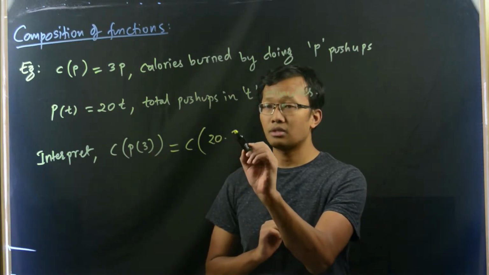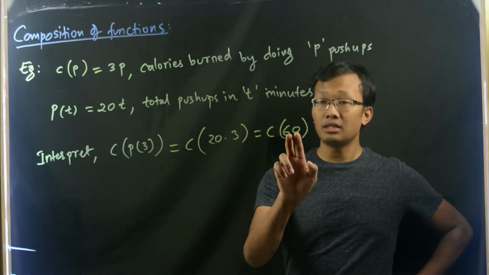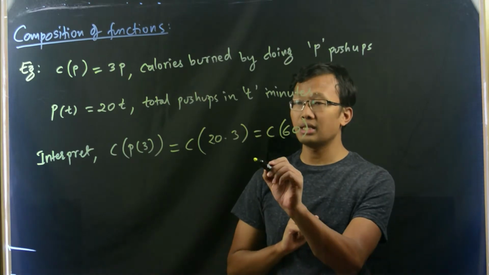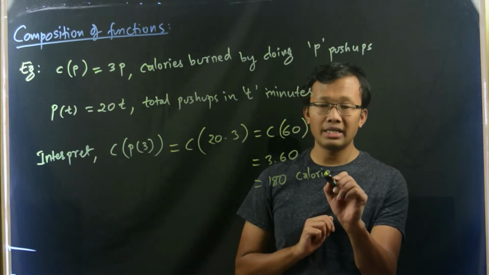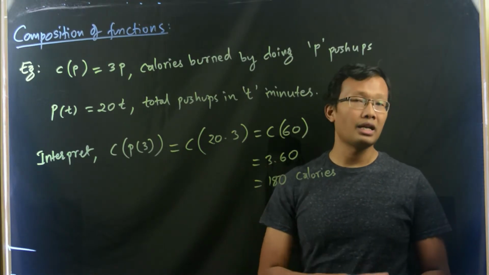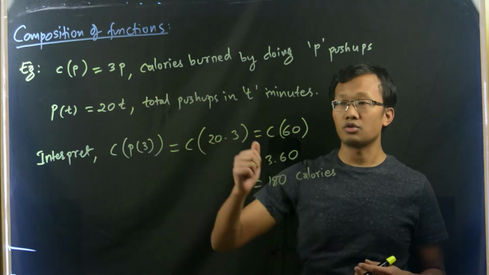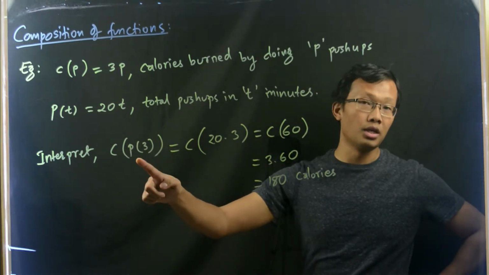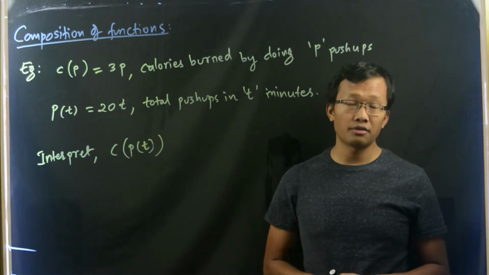So that is 20 times 3 equals 60, so we get C(60). Now C(60) means the person has completed 60 push-ups. Plugging this 60 into this equation, we get 3 times 60 equals 180 calories. So 180 calories were burned in this process of 3 minutes. So this is a nice representation of composition of functions. Here we are not adding, subtracting, multiplying or dividing these two functions. Instead, we are thinking that calories can be counted as the number of push-ups done within some time. So we have interpreted the composition of functions for one value.